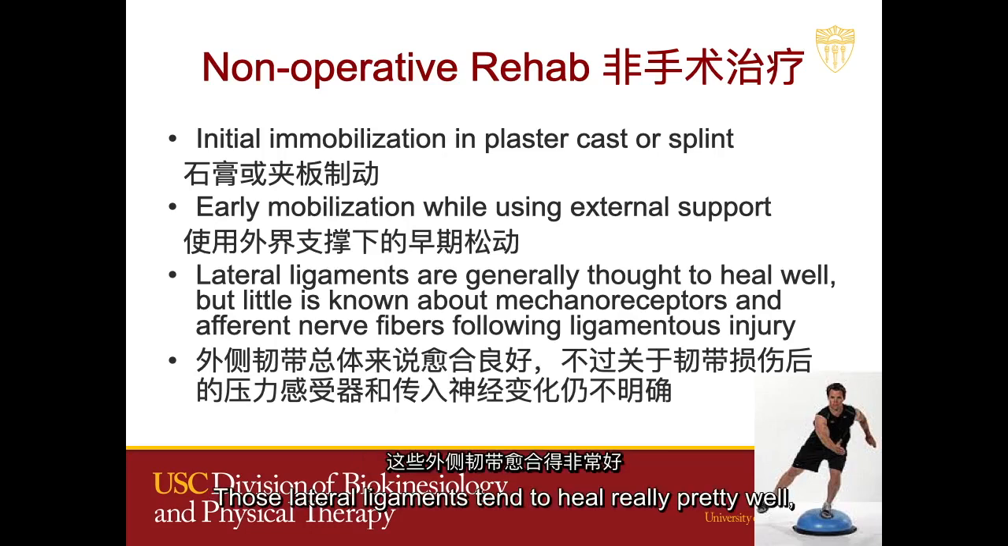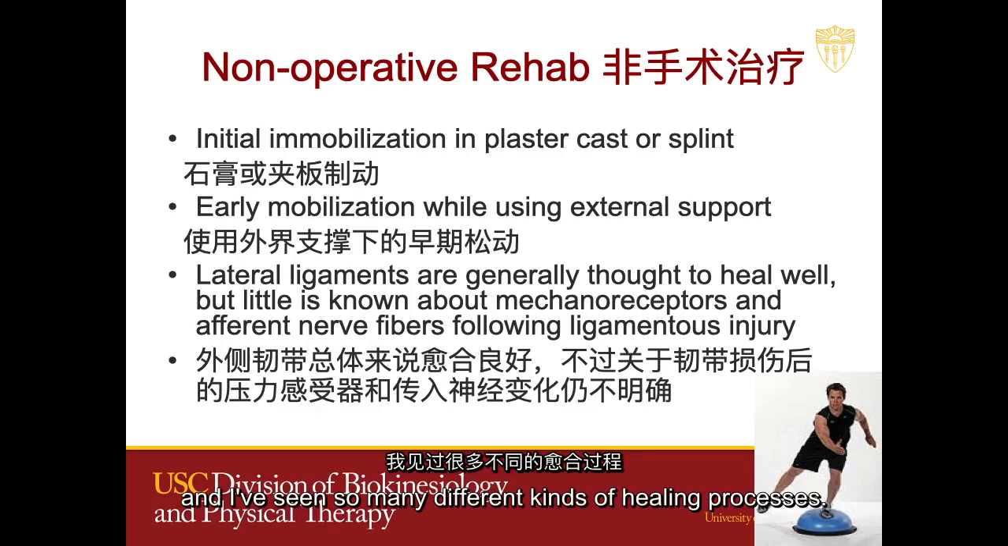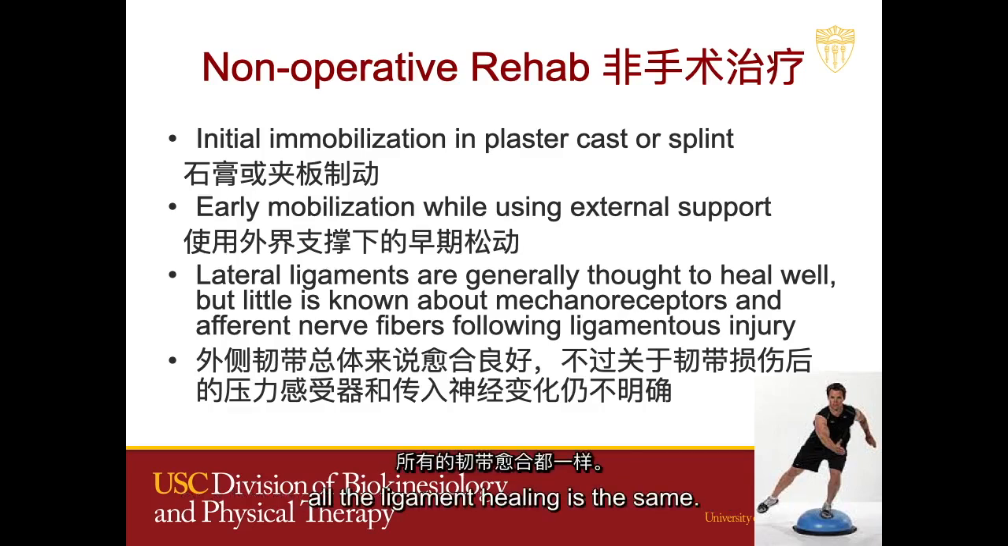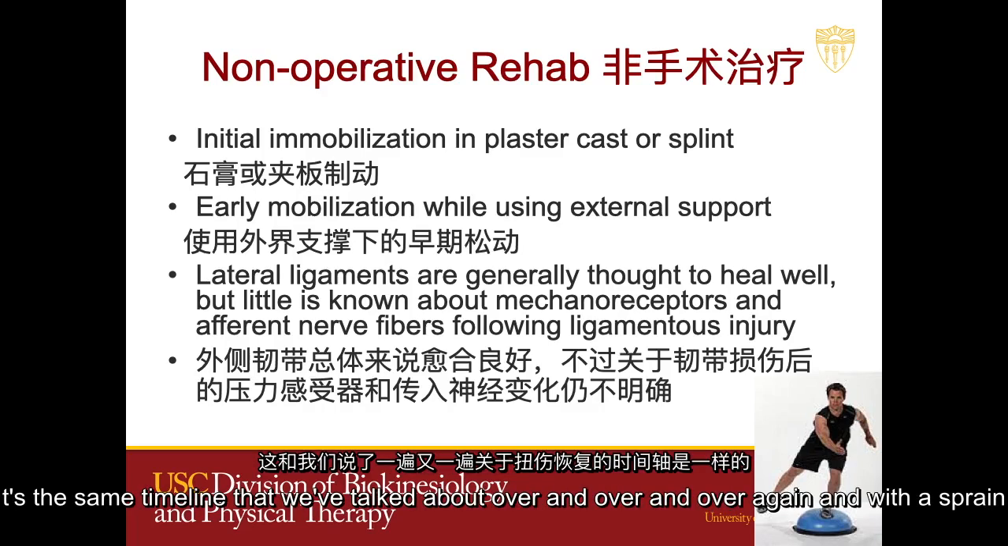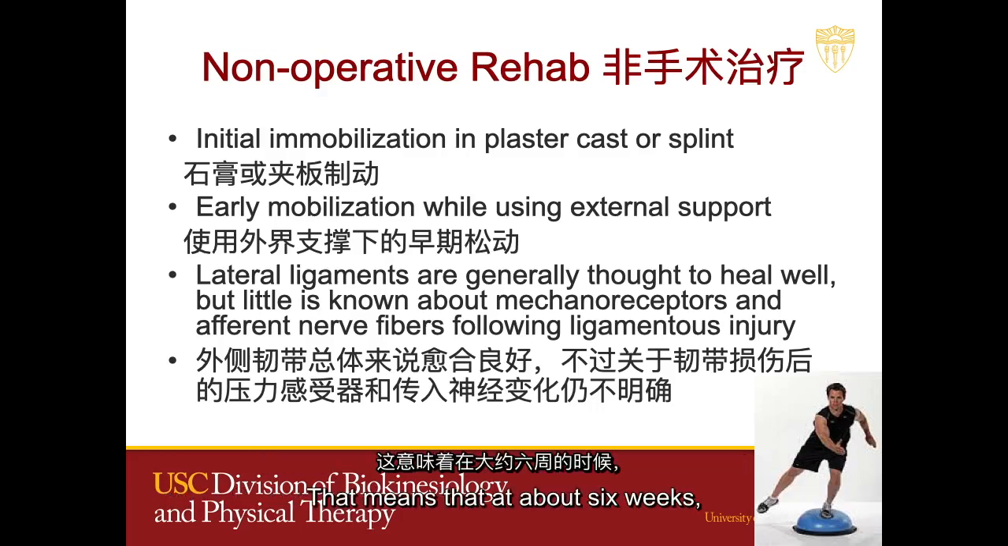Those lateral ligaments tend to heal pretty well, and I've seen so many different kinds of healing processes. All ligament healing is the same. It's the same timeline that we've talked about over and over again. With a sprain, that means that at about 6 weeks, if it's a grade 2 sprain, even a grade 3, they're pretty much healed for the most part.